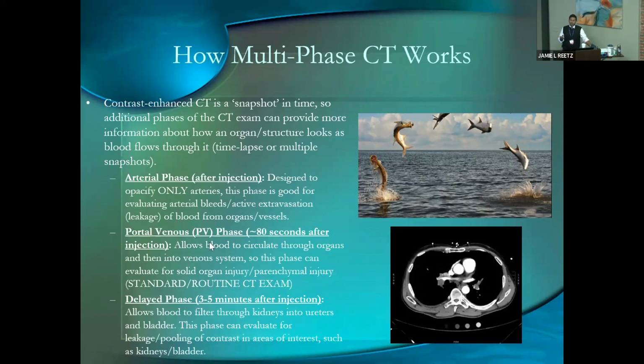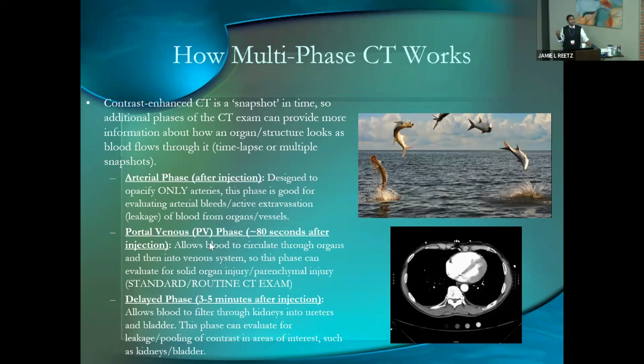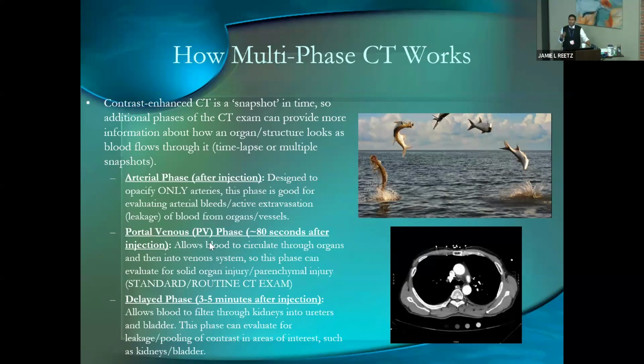The idea here is, remember, when you take a CT picture, you're taking a snapshot in time. The easiest way to conceptualize this is to take out your smartphone and do the iPhone snapshot where it takes pictures over a set period of time and you can watch it like a little movie. That's essentially what CT can do. And so these are tricks you can do to really manipulate the contrast in the body.